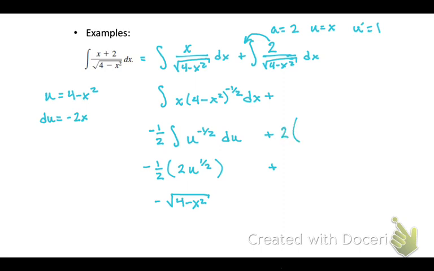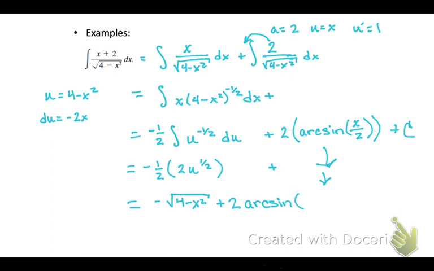Okay, so we have 2 times, and we said arc sine works, right? So the arc sine of u, which is x, over a, which is 2, plus c. So that goes here and then keeps coming down. I didn't put my equal sign. So then I have negative the square root of 4 minus x squared plus 2 times the arc sine of x over 2 plus c.